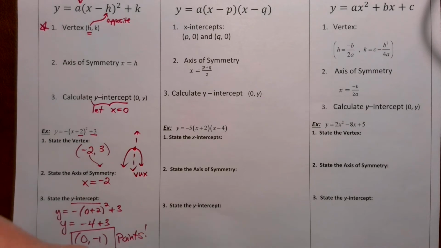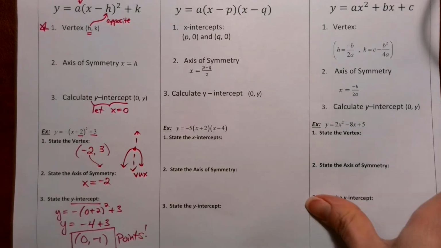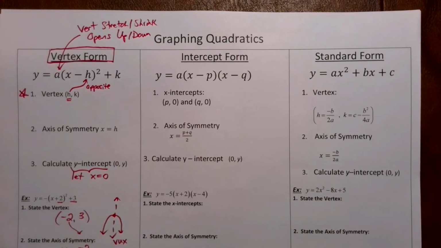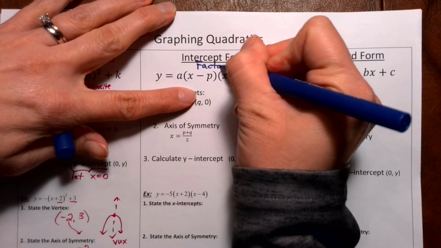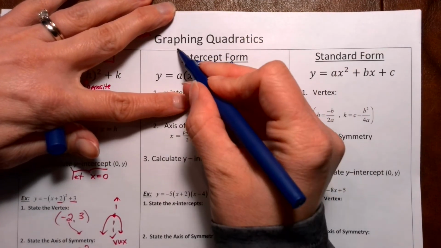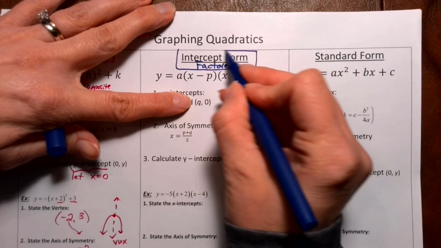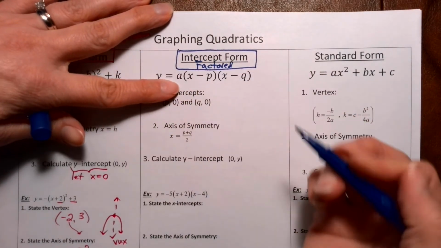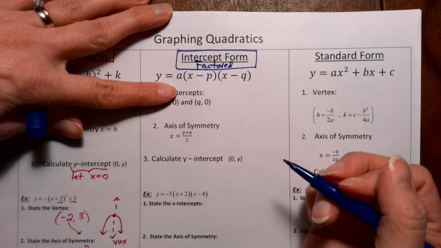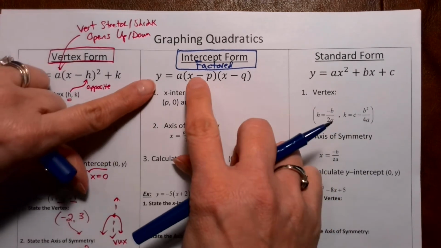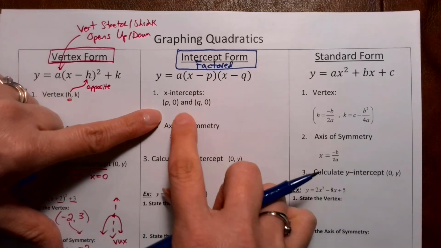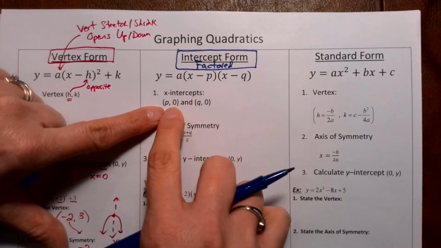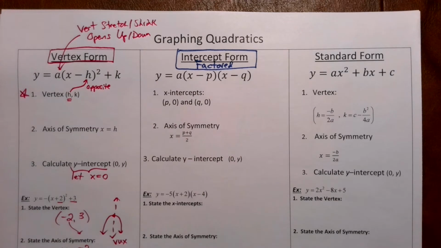Let's take a look at the second form. The second form is called intercept form. This could also be thought of as factored form. Sometimes I'm going to ask you to find the x-intercepts, and you're going to have to put it in factored form. Here's what it's going to look like. The a value would be factored out, (x minus p)(x minus q). So the x-intercepts are (p, 0) and (q, 0).